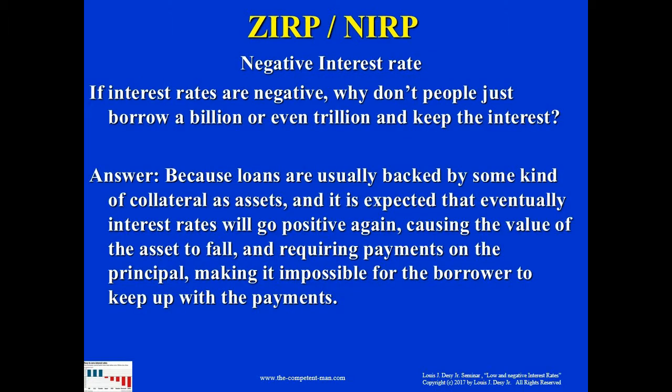Negative interest rate. If interest rates are negative, why don't people just borrow $1 billion or even $1 trillion and keep the interest? Answer: because loans are usually backed by some kind of collateral as assets, and it is expected that eventually interest rates will go positive again, causing the value of the asset to fall, and requiring payments on the principal, making it impossible for the borrower to keep up with the payments.